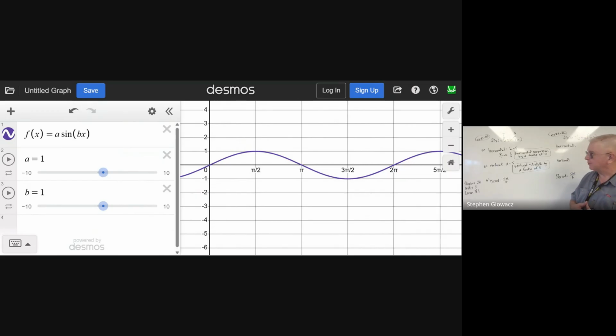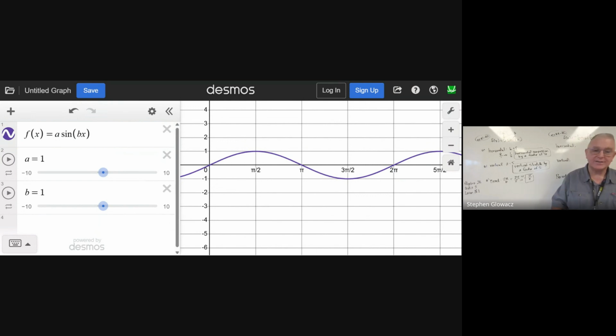Well, what if there are transformations? How do we figure out what the period is? Since the normal period is 2 pi, and B is what adjusts the graph horizontally, the rule for determining the period is 2 pi over B. Remember, B was 8, so it's 2 pi over 8. We can simplify this by dividing by 2. 2 divided by 2 is 1, so we have pi, and 8 divided by 2 is 4. So the period is pi over 4.